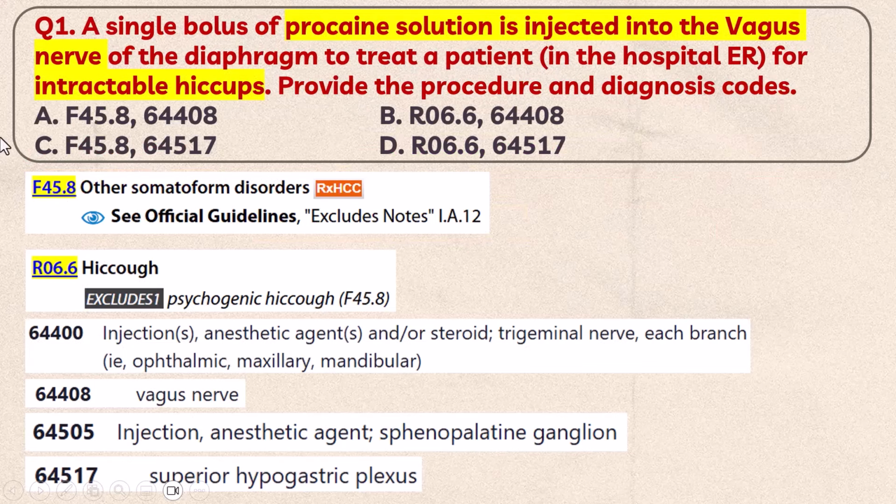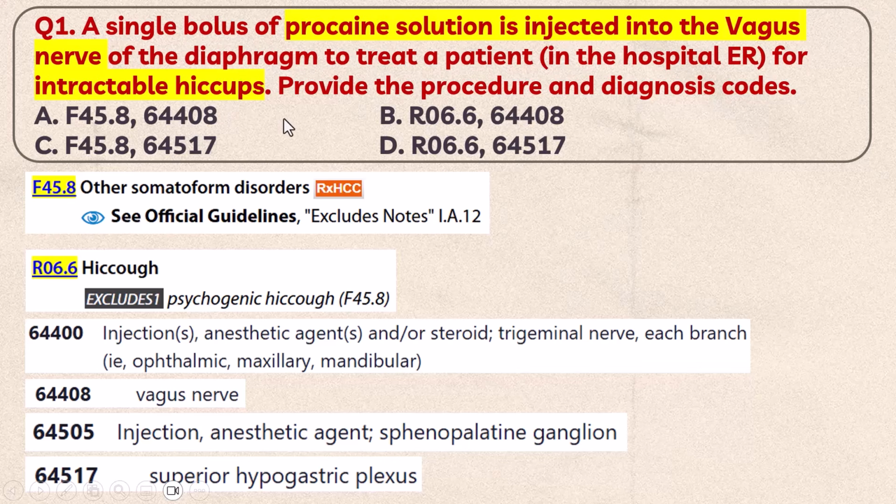When you go to the codes, F45.8 is other somatoform disorders. Then R06.6 is hiccup. You have to read the exclusion note also. It says excludes psychogenic hiccup. So here it's a neurogenic hiccup, because we are injecting the vagus nerve to treat the hiccups. So it's neurogenic. So the correct ICD-10-CM code will be R06.6.